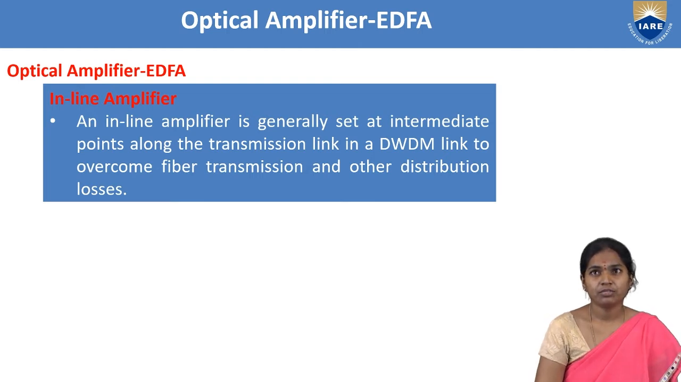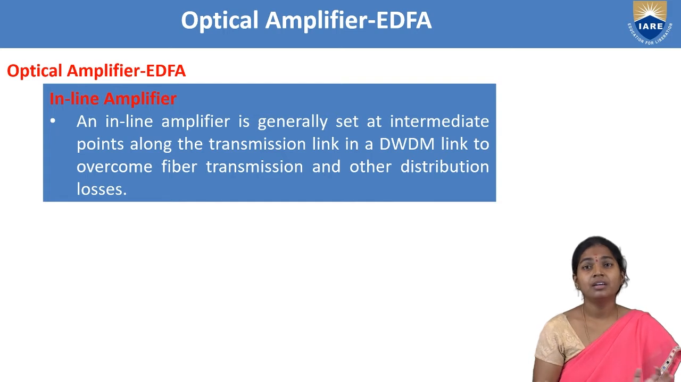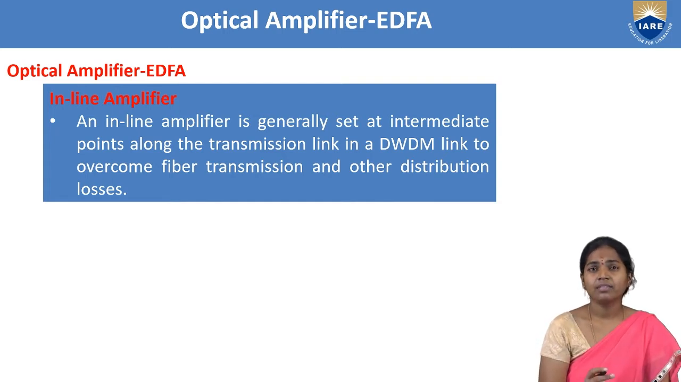In line amplifier, the line amplifier is generally set at intermediate points along the transmission link in a dense wavelength division multiplexing link to overcome the fiber transmission and other distribution losses. Without these line amplifiers, the signal breaks in the middle of the optical fiber. With the use of the line amplifier, we increase and boost the signal strength, and it can be transmitted some more distance. For that purpose, we are using line amplifiers between the optical fiber.